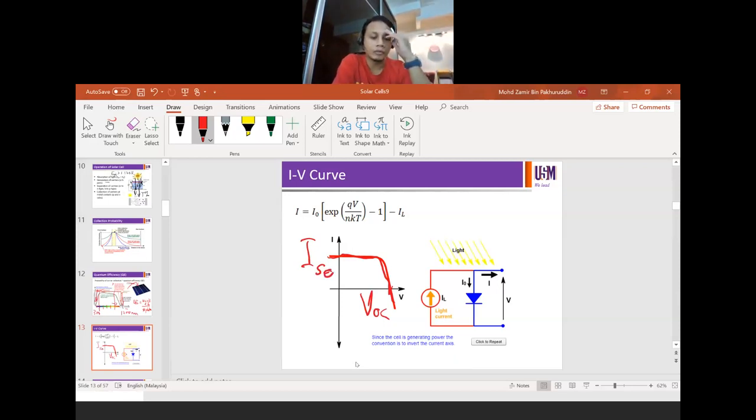Okay, so the performance of the solar cell is governed by the equation of a diode, or diode equation. I is equal to I naught, I naught is the leakage current, exponential qV over nkT. Remember what is n? Still remember what is n? Kita discuss hari itu on the illuminated junction? What is n?